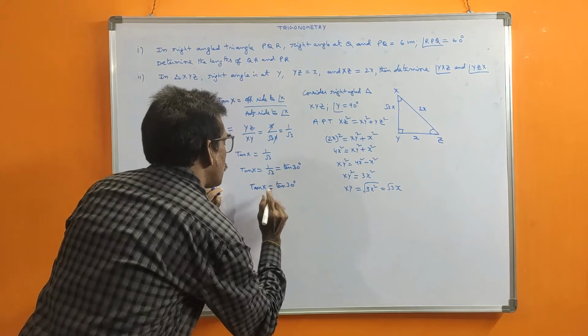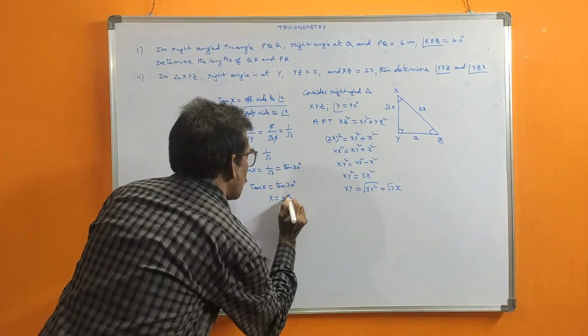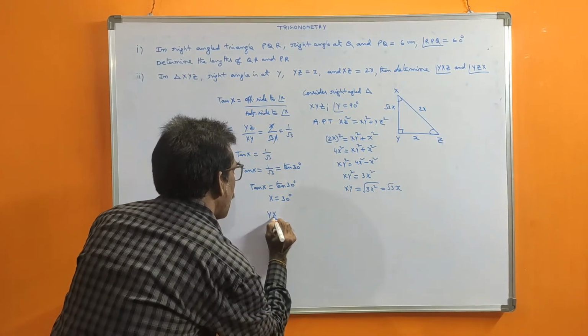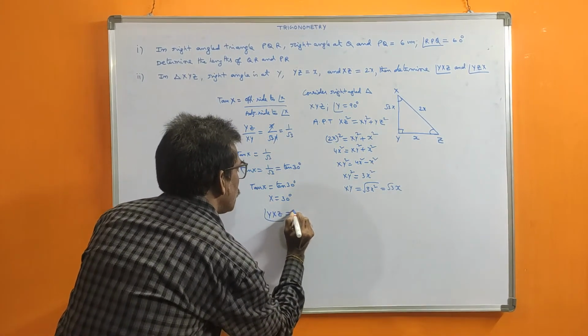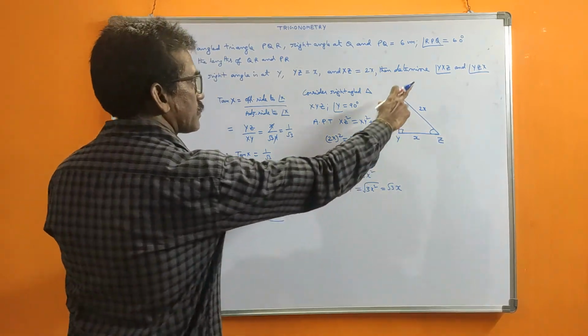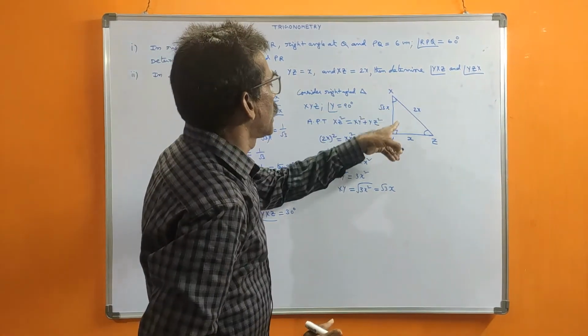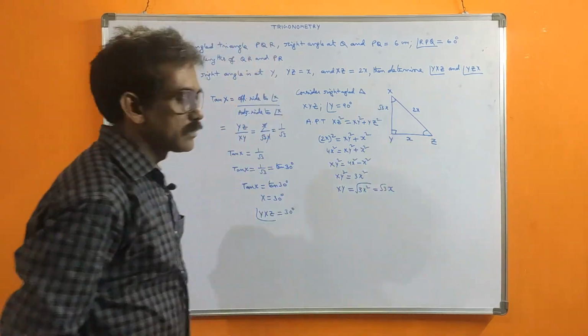That means X is equal to 30. What is X? Angle YXZ we can write. That is 30 degrees. So the given answer: angle YXZ is 30 degrees. This X is the same as YXZ.